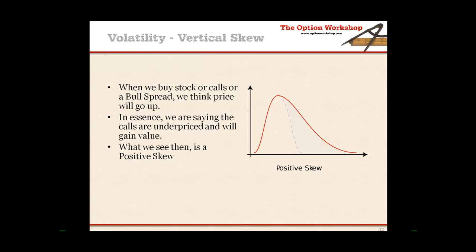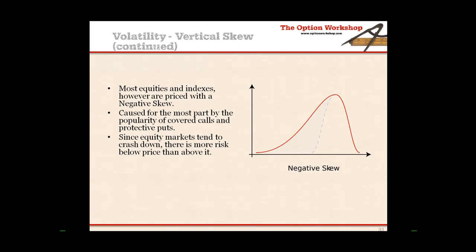However, most equities and most indexes are priced with a negative skew, where the calls are actually cheap and the puts are actually more expensive. If you remember the last time, we talked about how volatility is driven by the supply and demand of different options. Because most of the market is bullish, our long-term traders thinking that price is going up overall, what they're doing is hedging their positions by buying puts. So out-of-the-money puts become higher in demand to hedge off bullish positions.